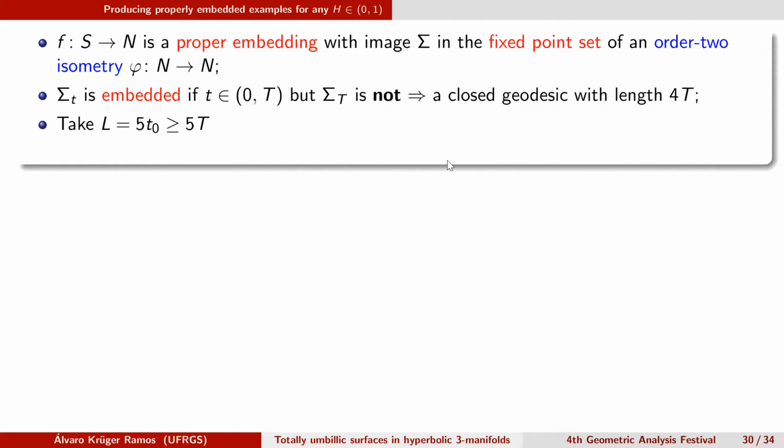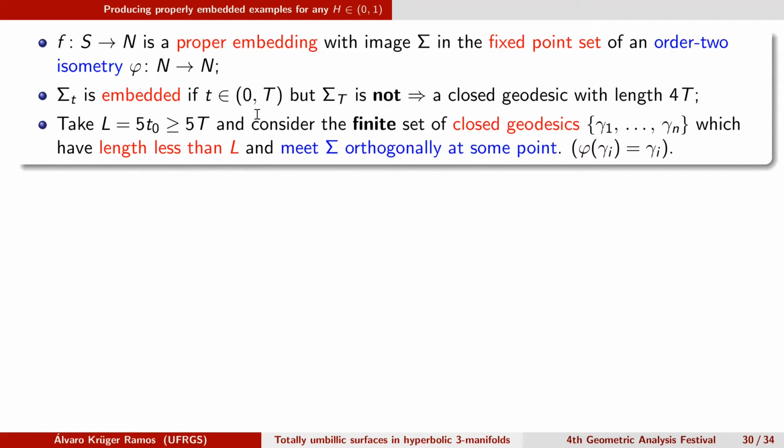Now we take L equals 5 times t naught, and we know that 5 is bigger than 4. That's the only reason we chose 5. It could be 4.1, 4.00001, anything larger than 4. And we know that t naught is larger or equal to T. So L is strictly larger than 4 times capital T.